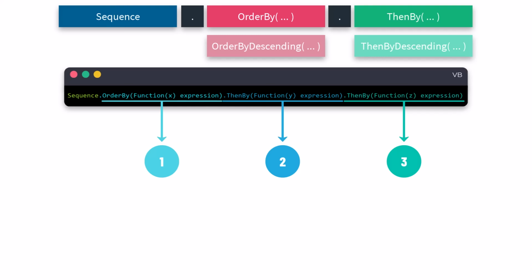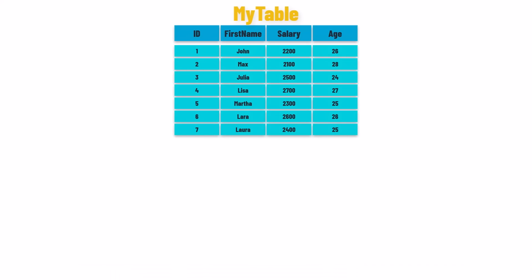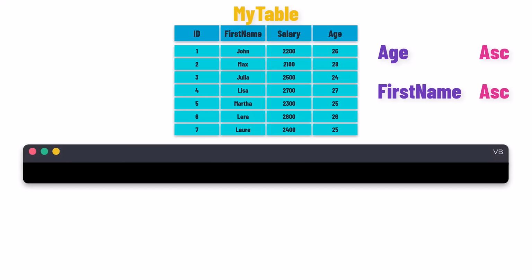Let's check an example to understand it better. Consider the following scenario. I have a table that consists of 4 columns, and I would like to sort it based on the age and first name columns in ascending order. So, I have two keys which are the two columns, and the sort for both should be in ascending order. Here's how I can achieve this using the following query.